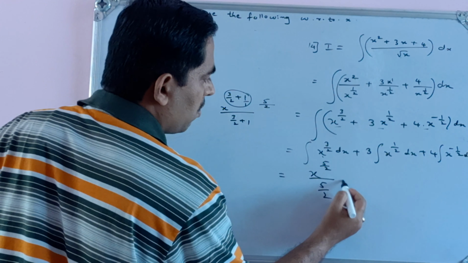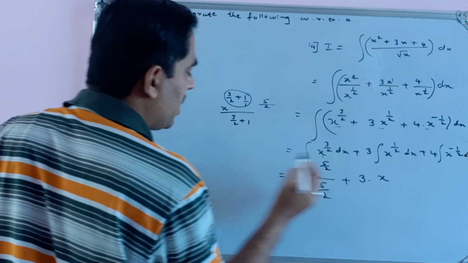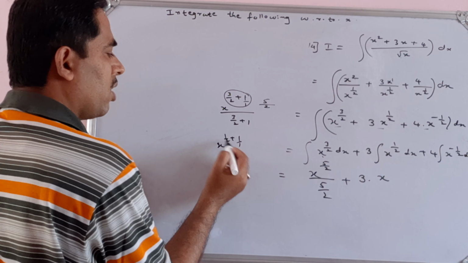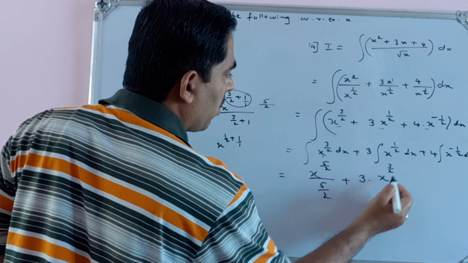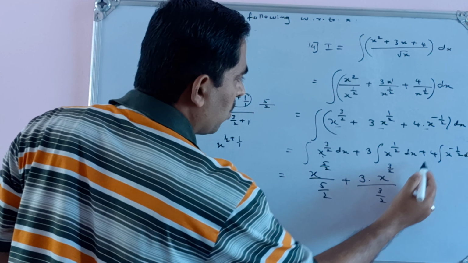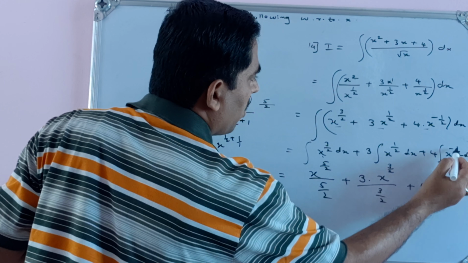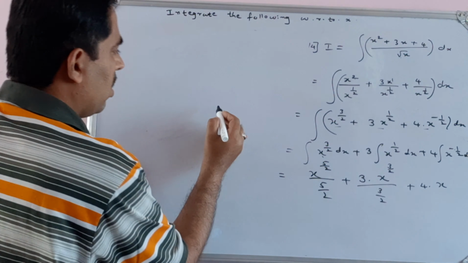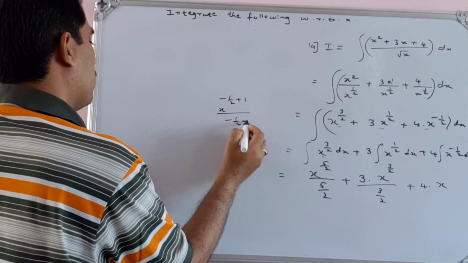Plus, I will write 3 as it is. x to the power of n plus 1, where n is half now, so half plus 1. If you take the LCM, that is 1 plus 2, that is 3 by 2. So x to the power of 3 by 2 divided by 3 by 2. Plus, I will write this 4 as it is. x to the power of minus half is there. Now you apply the power rule for that one also. So x to the power of minus half plus 1 divided by n plus 1, that is minus half plus 1.